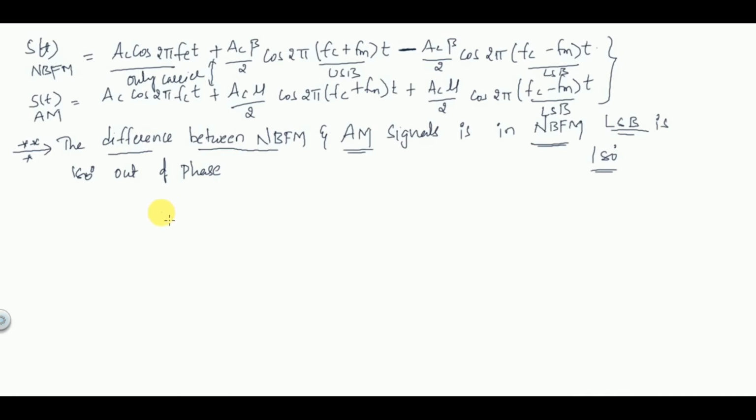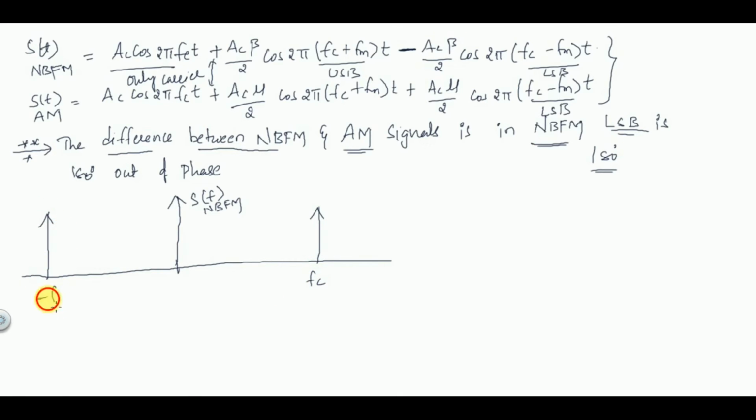Okay, so due to that out of phase, how will be the spectrum of NBFM signal? So the spectrum of NBFM signal, S of f of NBFM, will be same as single tone modulation of AM only. So due to Ac cos 2 pi fct, you have two impulses. One is at plus fc and other is at minus fc.